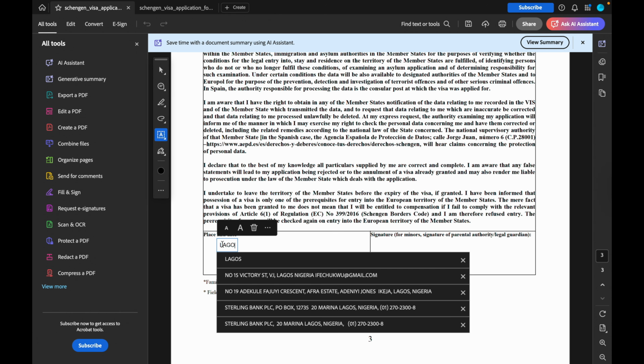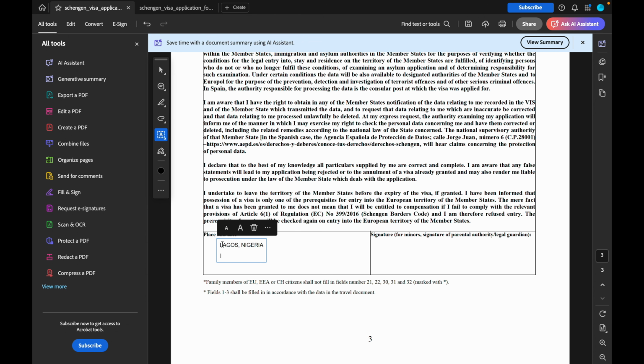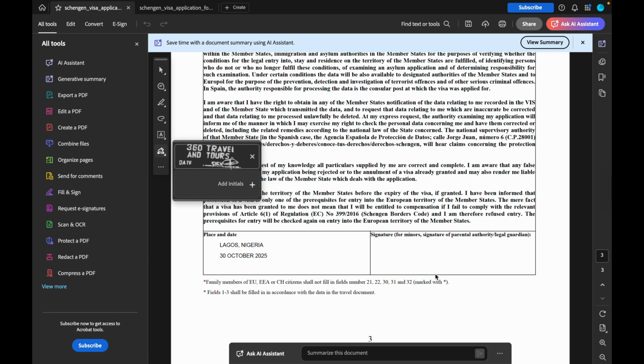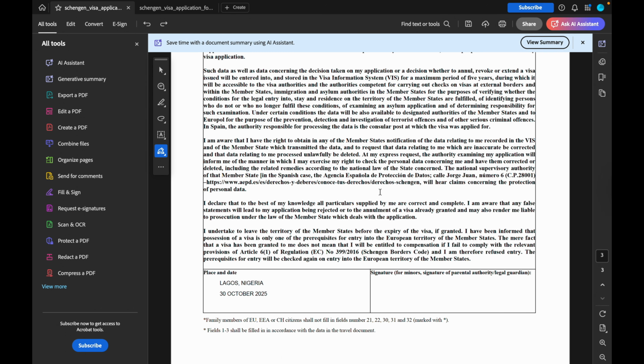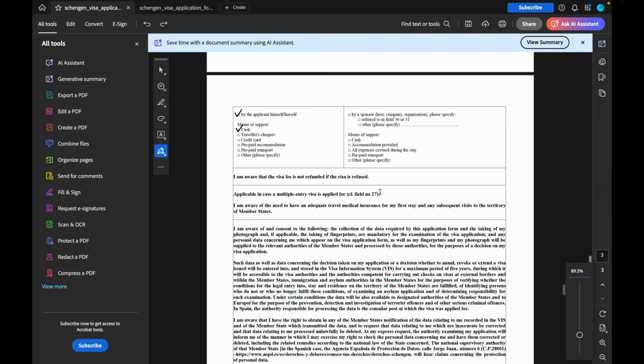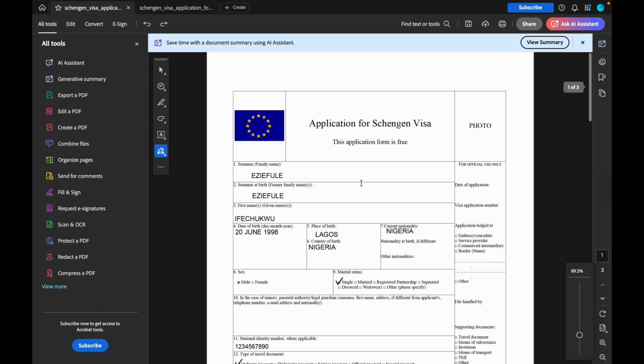For my case here it is Lagos, Nigeria, and the date would be, let's say, 30 October 2025. And here, you just put your signature. Because I wanted to put the electronic signature, which also works. However, to save you the stress, you've done the most important part. All you need to do is just print your document and have it ready.